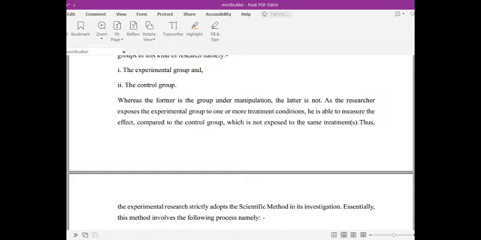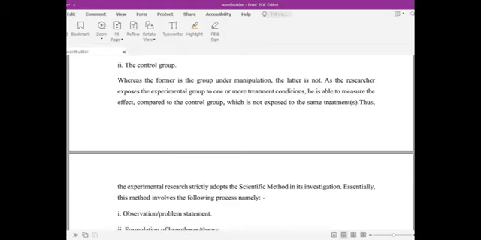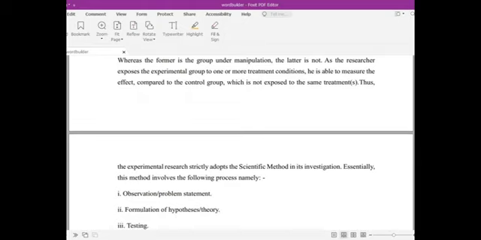So you always need a control group in your experiments. You don't just use the experimental group, because if you do, there will be nothing for you to compare with. So he's able to measure the effect compared to the control group, which is not exposed to the same treatment. Thus, experimental research strictly adopts the scientific method in its investigation.